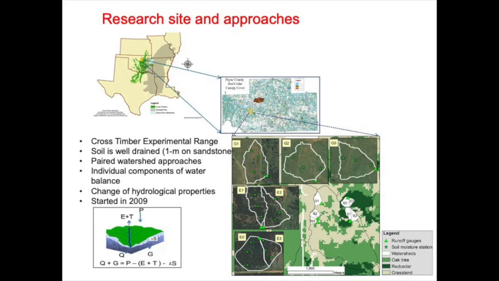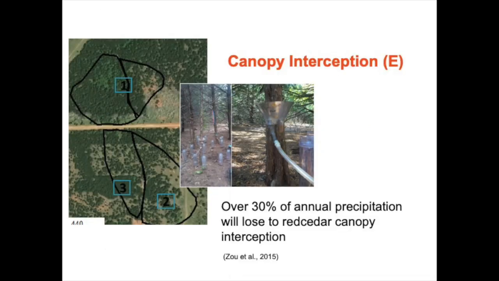To address these questions, we conducted a paired watershed study at the Cross Timbers Experimental Range near Stillwater, Oklahoma. The Cross Timbers Experimental Range is generally well drained, with soil about 1 meter above the sandstone. Using this watershed study, we are trying to measure every individual component of the water cycle, and also some of the change in hydraulic properties. I will quickly go through some of the results we have had during the last 10 to 15 years.